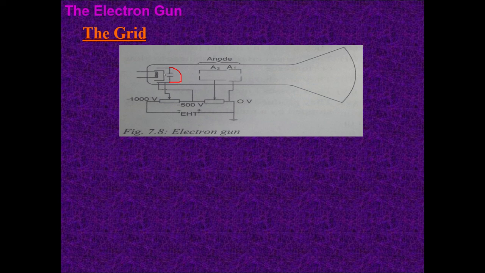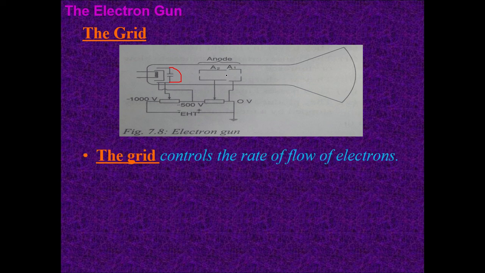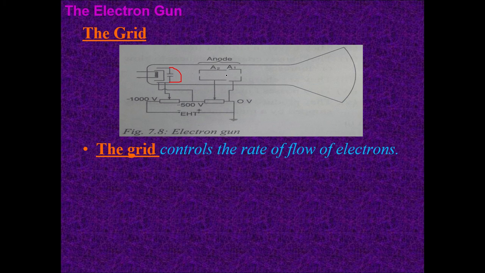This basically tells us that the grid regulates the amount of electrons that pass or cross towards the screen. So that's the main thing that you should know. It controls the rate of flow of electrons. But there's something that is affected when the number of electron flow is controlled, either by increasing it or reducing it. Let us see what happens.